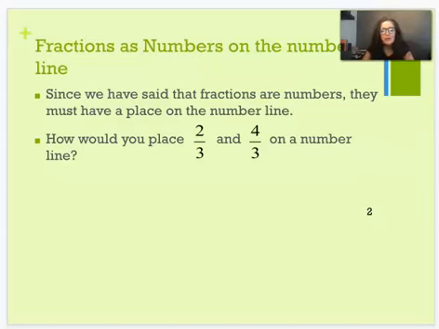Fractions as numbers on a number line. Since we've said that fractions are numbers, they have to have a place on the number line. How would you place 2/3 and 4/3 on a number line? Pause the video here. Draw a number line.